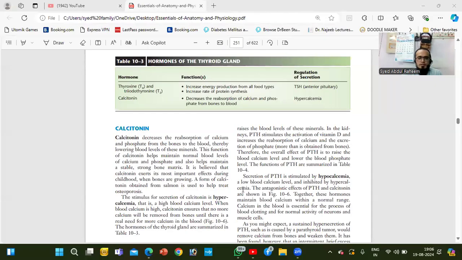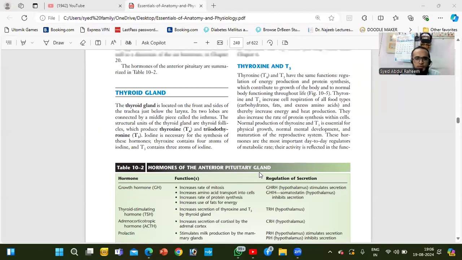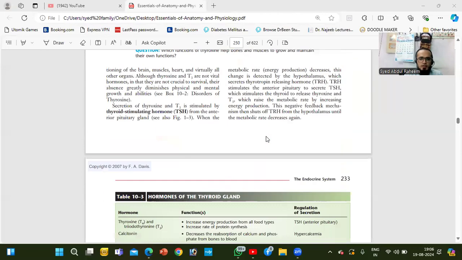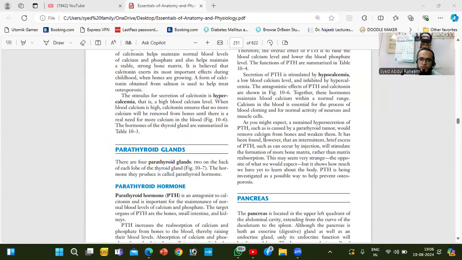So, hello friends. In the previous class, we started endocrine glands. We studied till the thyroid gland. Today, we'll continue with the other glands and we'll probably complete them today. Next, after the thyroid gland, is the parathyroid gland.